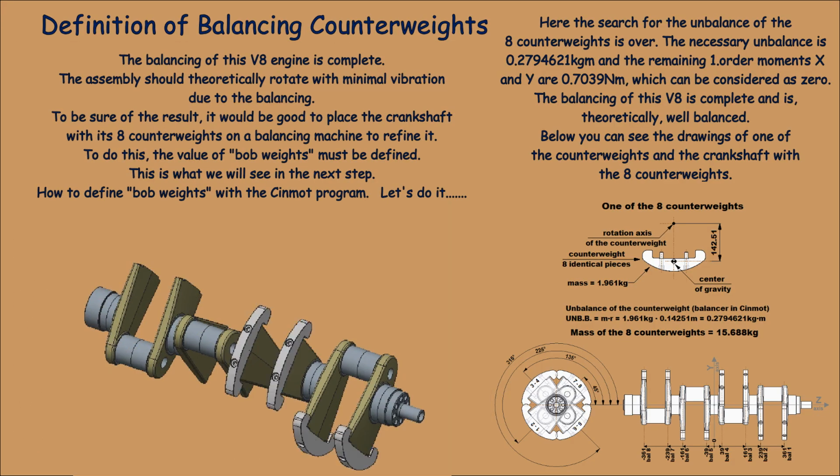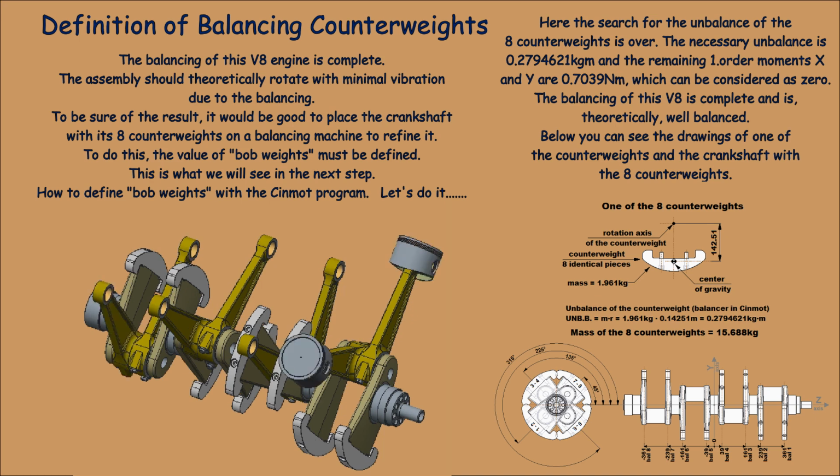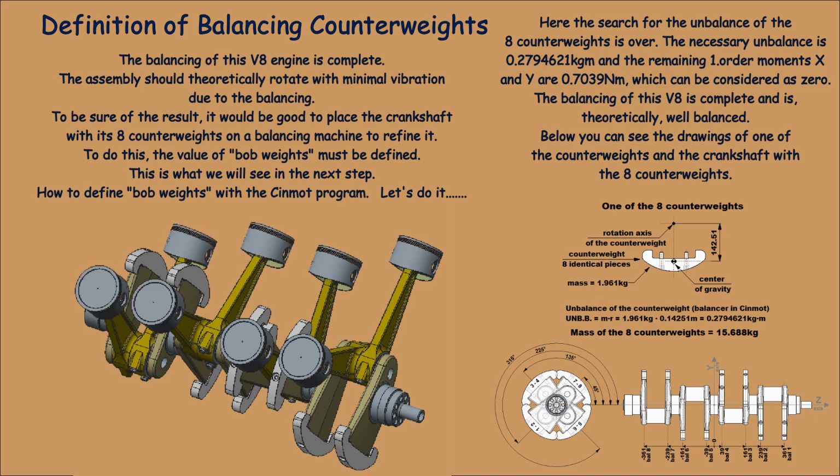The balancing of this V8 engine is complete. The assembly should theoretically rotate with minimal vibration due to the balancing. To be sure of the result, it would be good to place the crankshaft with its 8 counterweights on a balancing machine to refine it. To do this, the value of bob weights must be defined. This is what we will see in the next step.